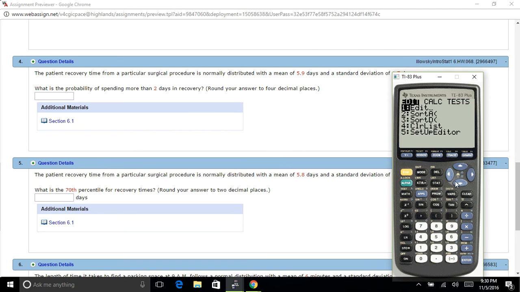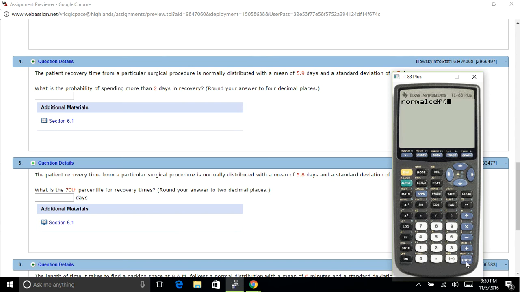So I'm going to go to, hold on. I'm going to go to second VARS, and I'm going to go down to normal CDF. So let me show you again. Second VARS, normal CDF, and I hit enter. Okay, so for my calculator, yours might be a little bit different, and it's going to say lower, upper, mean, and standard deviation. Again, watch the videos I made. They can walk you through it. Again, this calculator is kind of different, so I'm going to put it in this way.